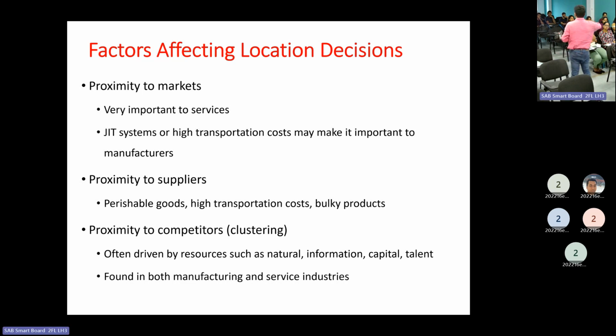Proximity to competitors. Simple meaning, locating your facilities close to the competitors, and thereby trying to attract some of their customers. That is known as clustering. Clustering is often driven by resources such as natural resources, information, capital, or talent that is available in that area. All the competitors are operating together. This is relevant in both manufacturing and services.